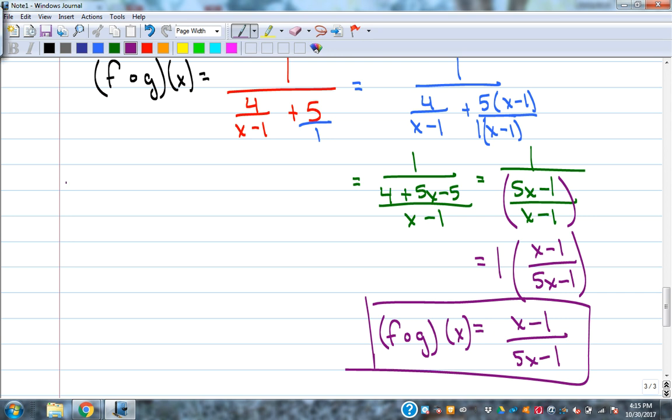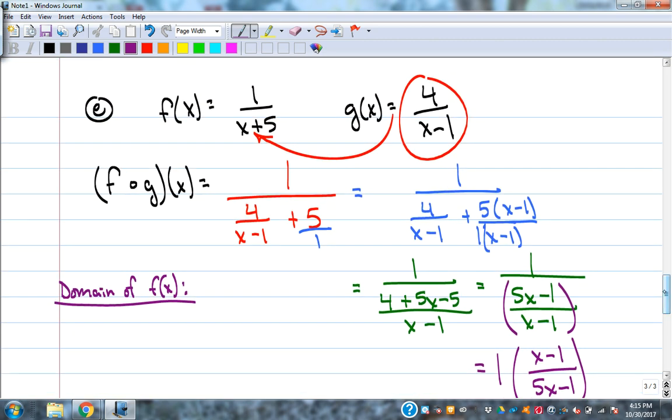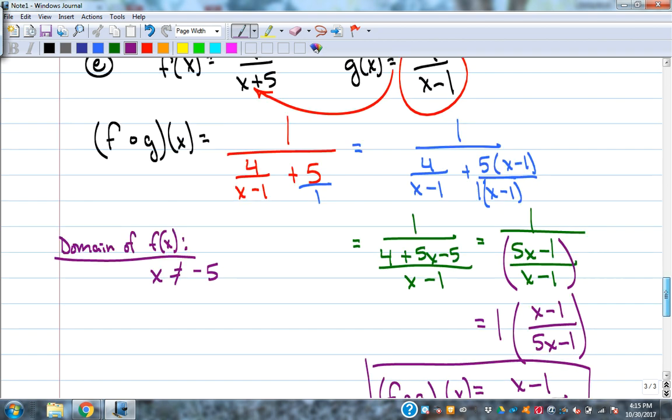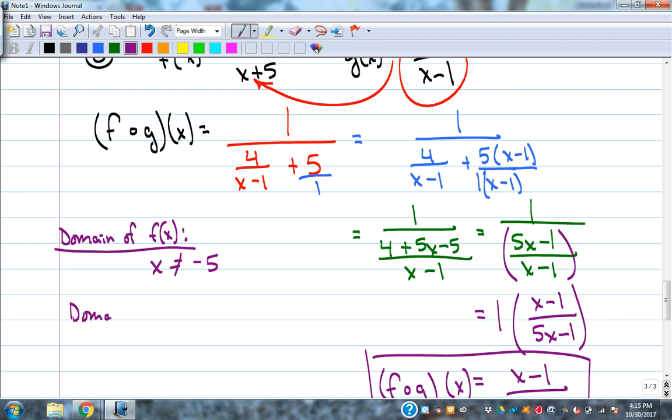All right. So let's look at the domain of those. Let's get the domain of f of x. The original f of x was 1 over x plus 5. What's the restriction on that? x can't be negative 5, right? And the domain of g of x, x can't be how much? Positive 1? Yeah. All right, so those are the restrictions on those two.